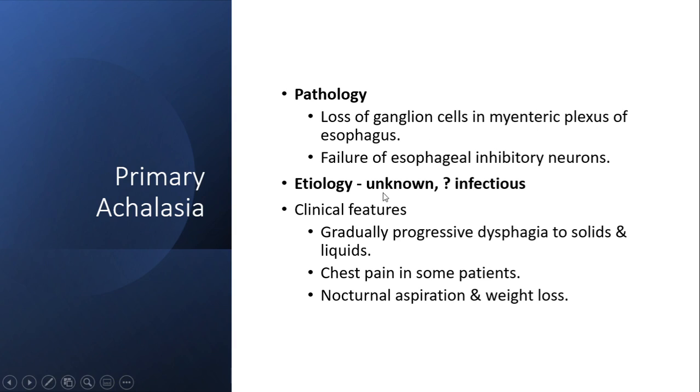What is the cause behind primary achalasia? It is of multiple or unknown etiology. It can be degenerative, or it can be an autoimmune inflammatory process triggered by viral infection, or neurodegenerative disease, or related to genetic predisposition or other inflammatory and infective processes.